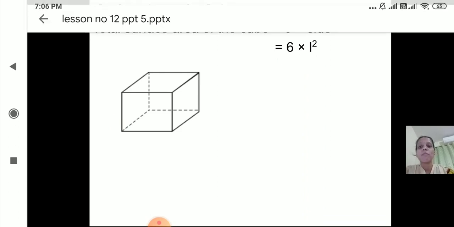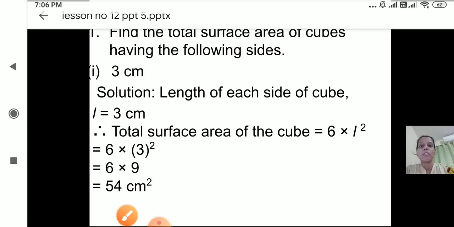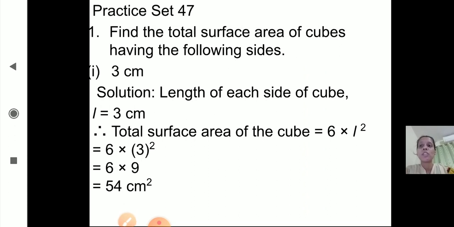Now let's start with practice set 47. Okay, so this is practice set 47. Question number 1. Find the total surface area of cubes having the following sides. Now the sides are given. We will find out total surface area of cube. Okay, we know the formula to find out total surface area of cube, right?